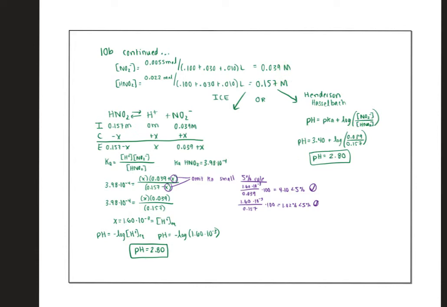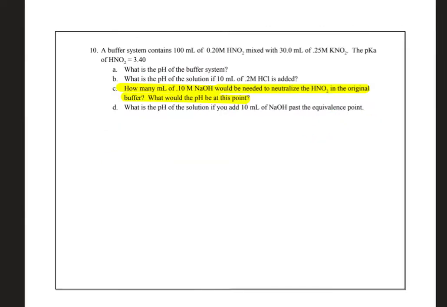into the Henderson-Hasselbalch. They gave us the pKa from earlier in the problem, at the very beginning, and then we're just going to take the concentration of the conjugate base over the weak acid. And look, they match. That's a good sign. All right, the next problem.